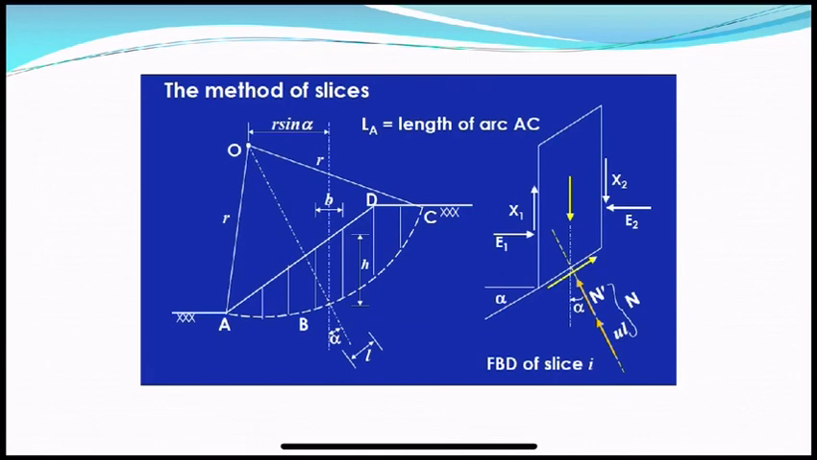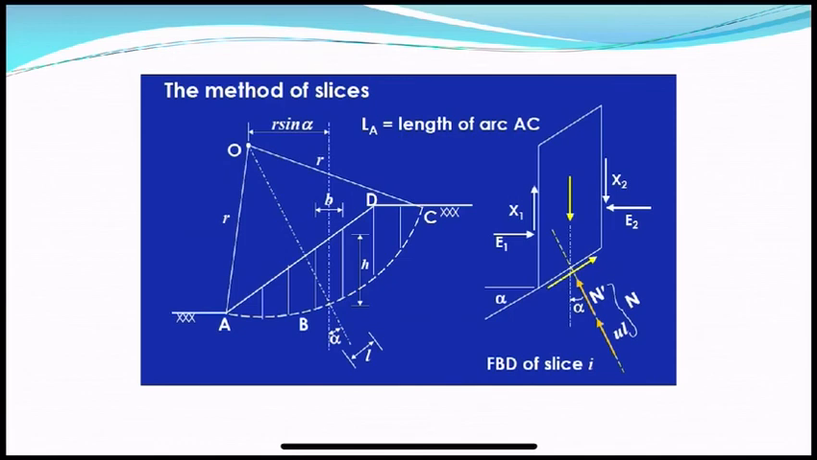If you divide into slices of a certain horizontal length, say b, and consider the free body diagram, it has the normal forces E1 and E2, both different, and the shear forces x1 and x2. When you do not consider these forces, E1 minus E2 is equal to 0 and x1 minus x2 is equal to 0.